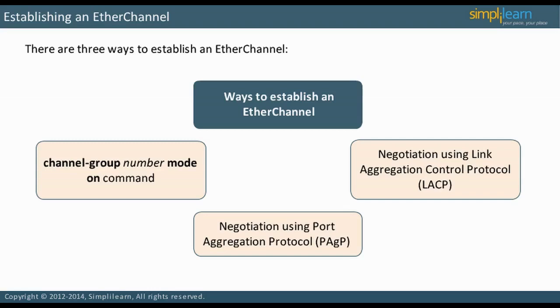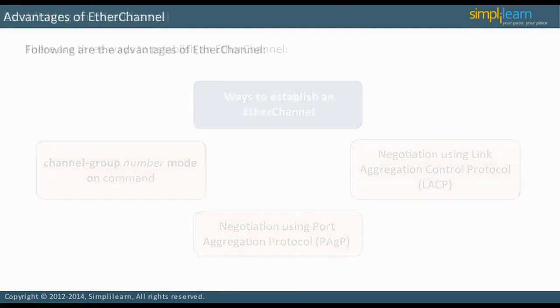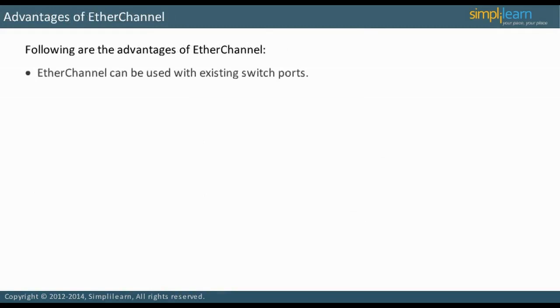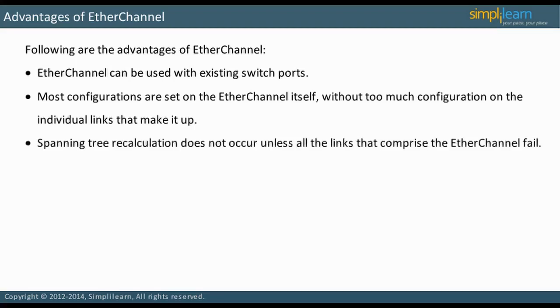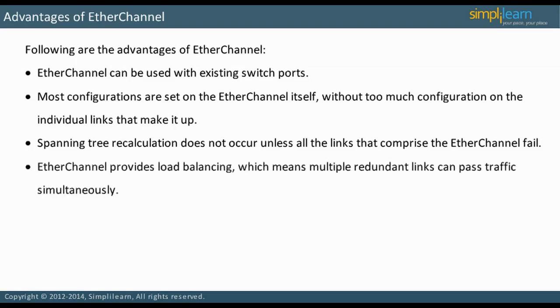Let us look into the advantages of EtherChannel in the next slide. Following are the advantages of EtherChannel. EtherChannel can be used with existing switch ports. Most configurations are set on the EtherChannel itself, without too much configuration on the individual links that make it up. Spanning Tree recalculation does not occur unless all the links that comprise the EtherChannel fail. Therefore, even if one redundant link is up, traffic goes through. EtherChannel provides load balancing, which means multiple redundant links can pass traffic simultaneously. In addition, various load balancing methods are available.